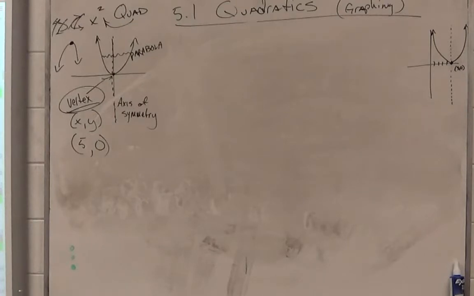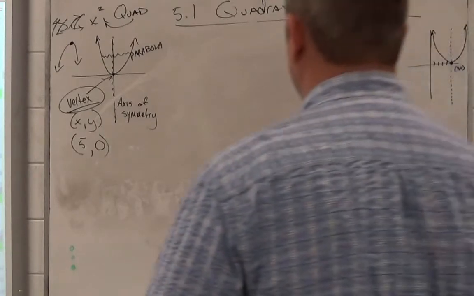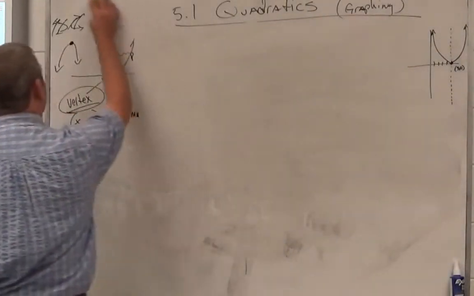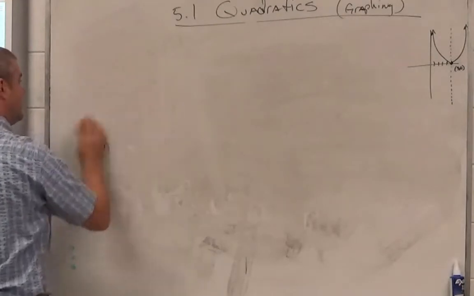You ought to be able to tell me the vertex of the parabola by finding X using negative B over 2A, and then taking that and plugging it in to find Y. You already found X by doing the axis of symmetry. Okay? Alright, so here's a couple more examples.